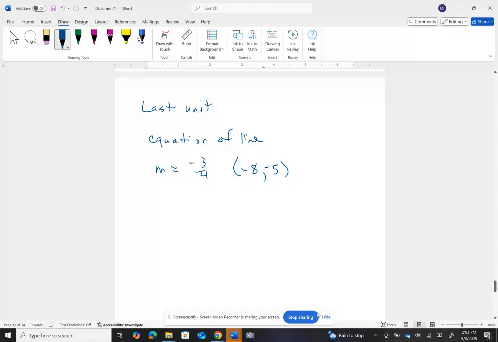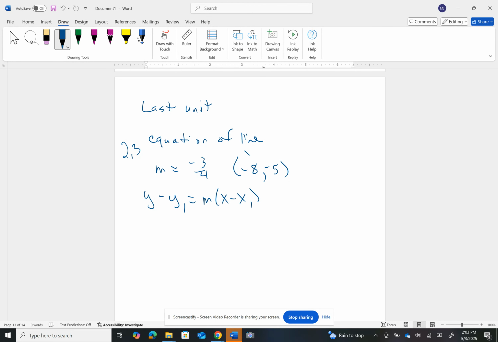All right, now I'm going to do selected problems from the last unit. One of them is out of chapter 2 on writing the equation of the line, from section 2.3. For this one, you can use the point slope formula, which you will have to know if you're going to use that.